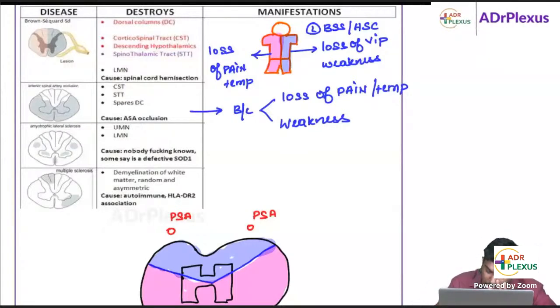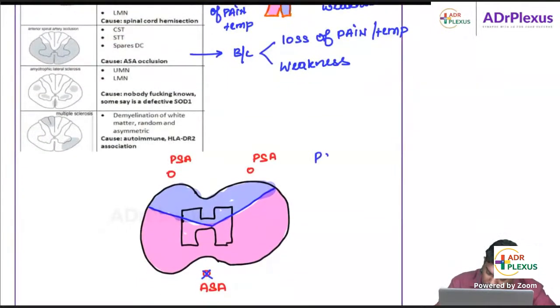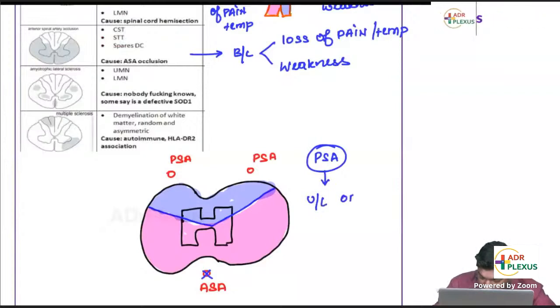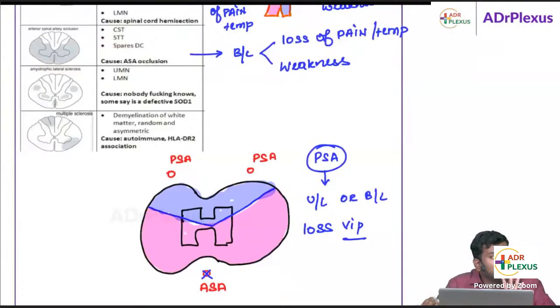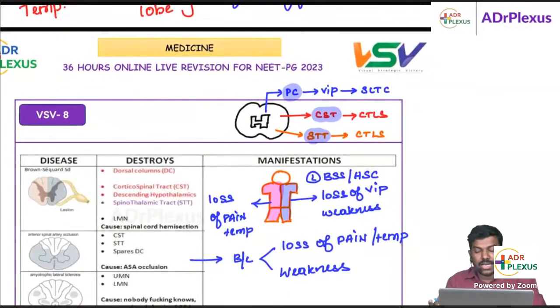Whenever your posterior spinal artery is getting involved, it is going to be bilateral loss of vibration, position, proprioception. Since it's a revision class, a few things I will not be able to elaborate.